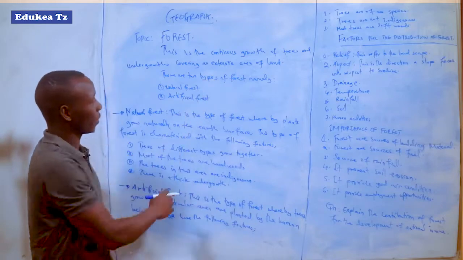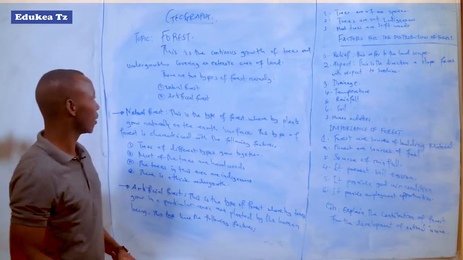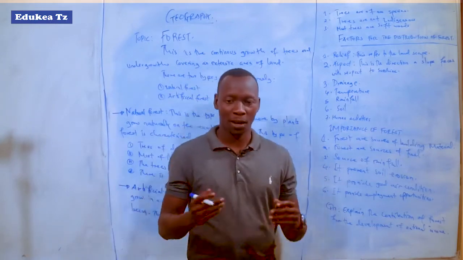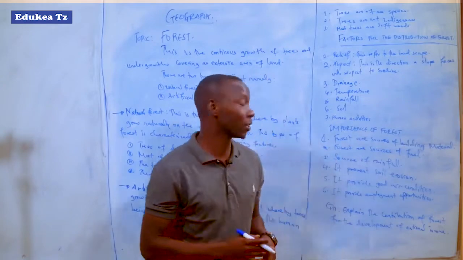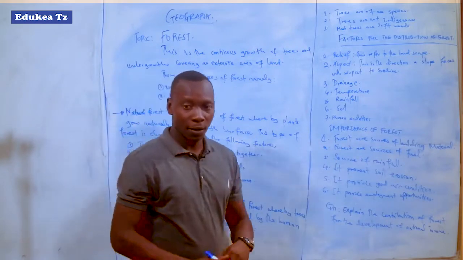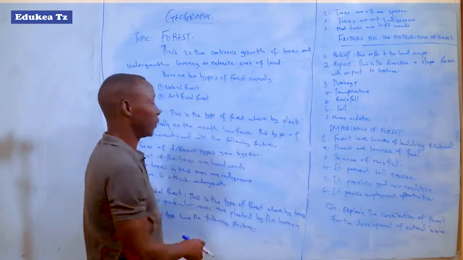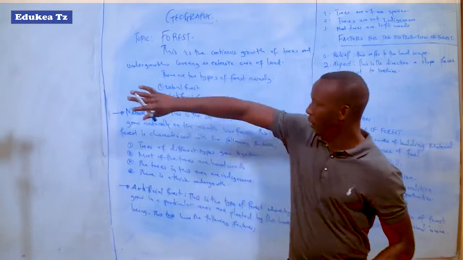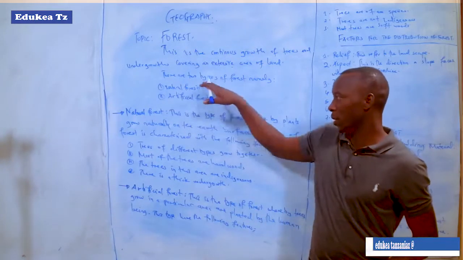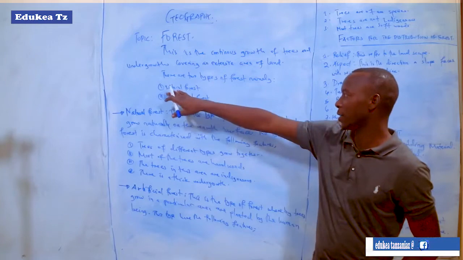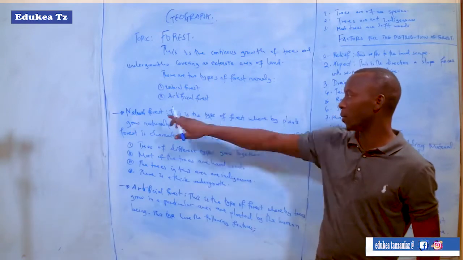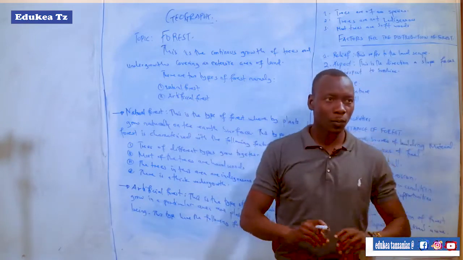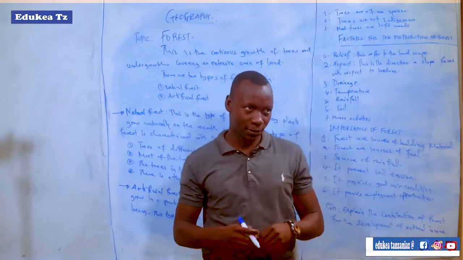After looking at this definition of forest, forests are of two types. They are divided into classifications. The first classification is natural forest. The second classification is artificial forest. When you talk about this classification, you need to be aware of what a natural forest is and what an artificial forest is. Natural forest means something that grows naturally on the surface.